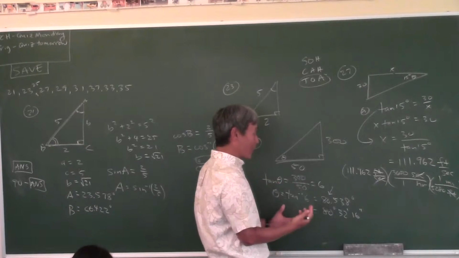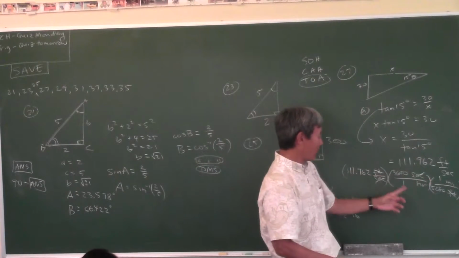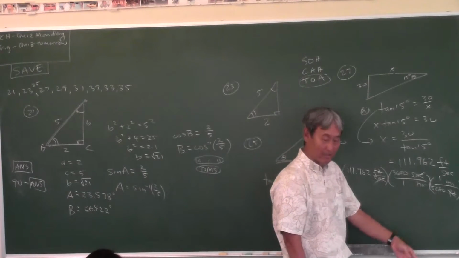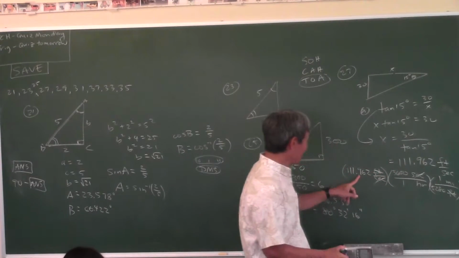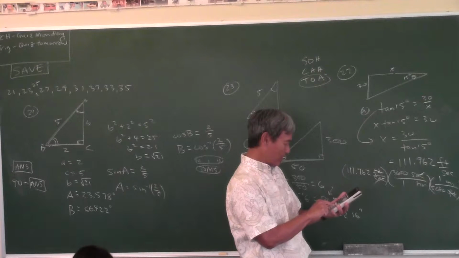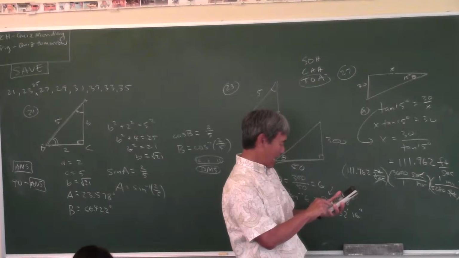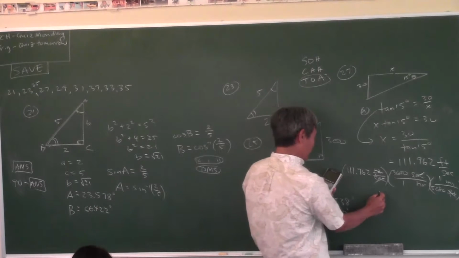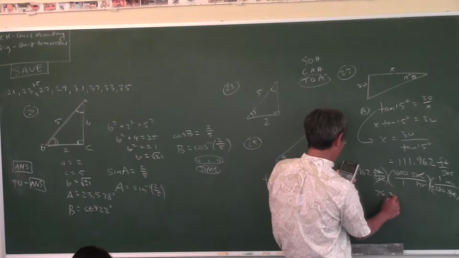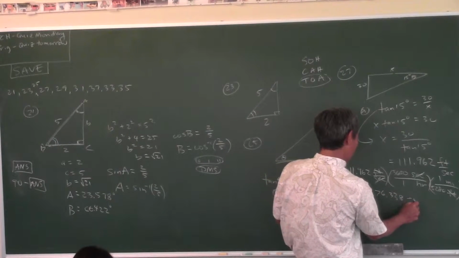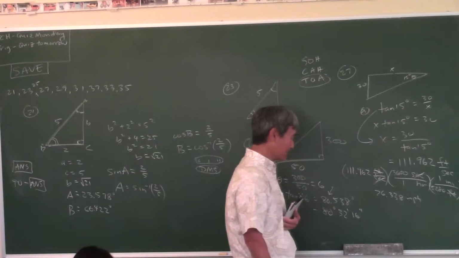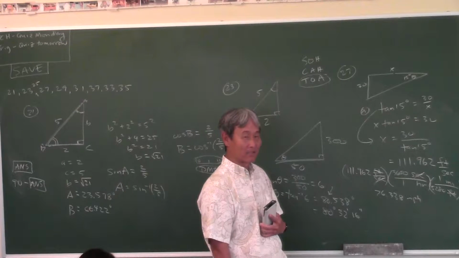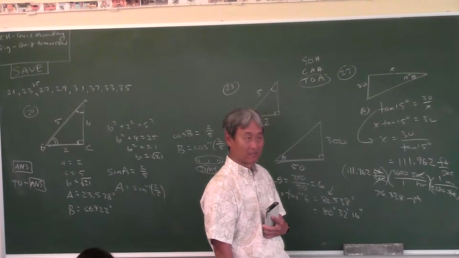So if you want to convert from feet per second to miles per hour, you simply multiply by 3,600 and divide by 5,280. Once you get this number on your screen, you multiply by 3,600 and divide by 5,280, and I get 76.338 miles per hour. On an average highway on the mainland, it's nothing.